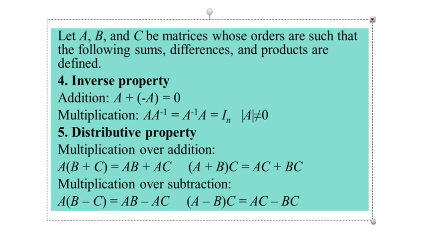The last two properties, the inverse and distributive, pretty straightforward. We talked about the inverse properties. For multiplication, we take a matrix A times its inverse matrix. Our result is going to be the identity matrix. Distributive property, what we've always talked about in algebra: if you take a matrix A times the quantity of B plus C, all you have to do is take matrix A times B plus matrix A times C.